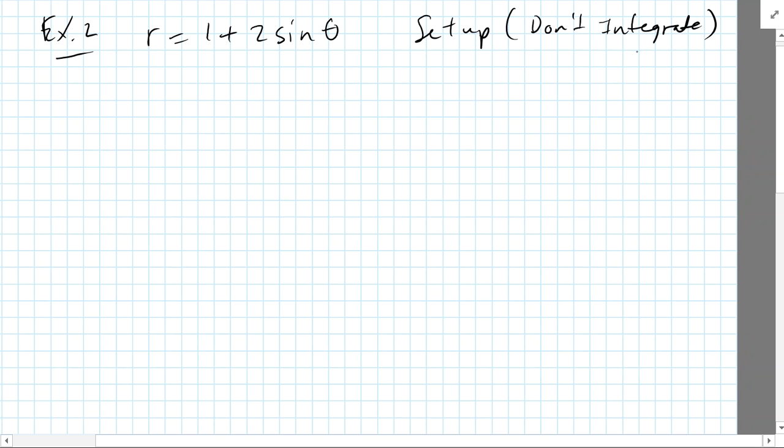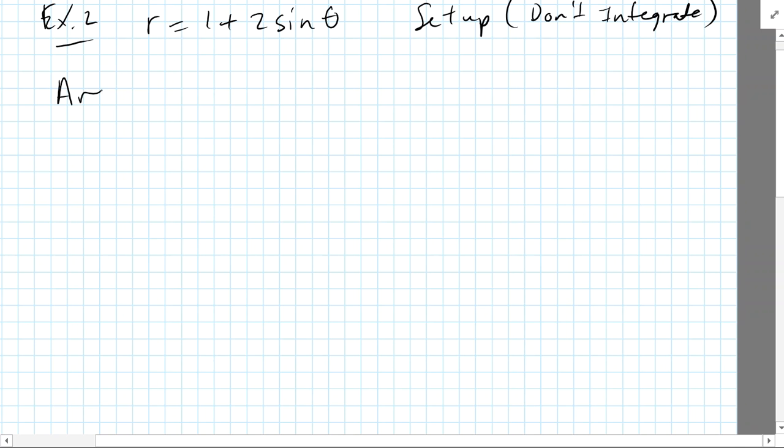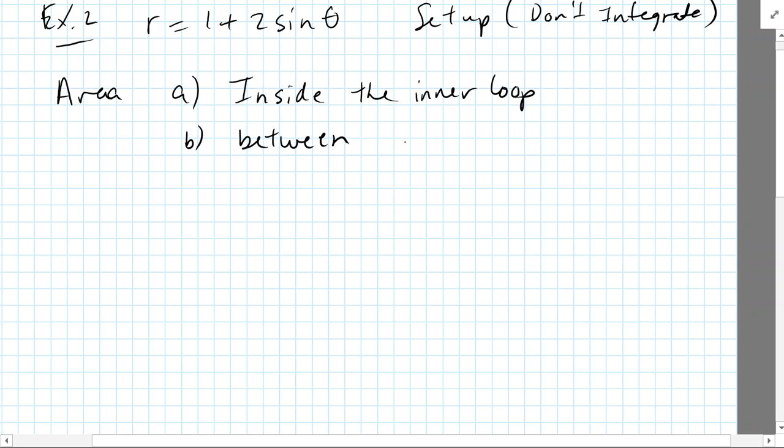this problem. So the area I want to find is inside the inner loop. That's the easy one. Part B, I want you to find the area between the loops. So I want between the inner and outer loops. That's hard, and I will show you why.